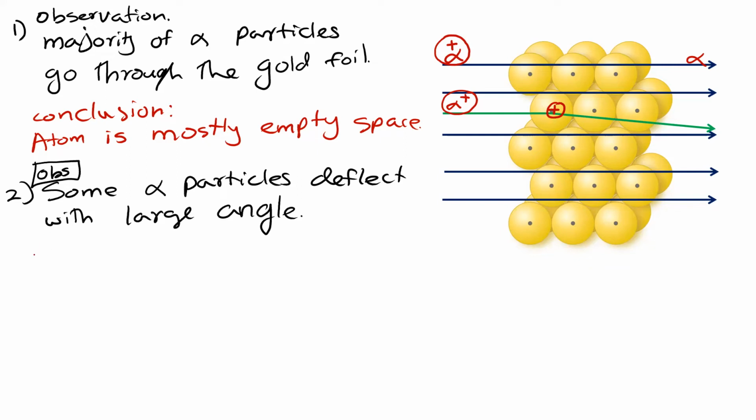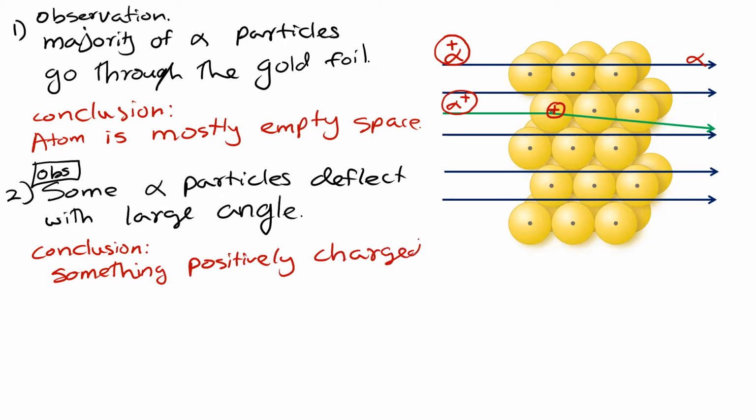So he concluded there is something here, something in the middle, and that something should be a positive charge. So his conclusion is that there is something positively charged in the center of the atom.